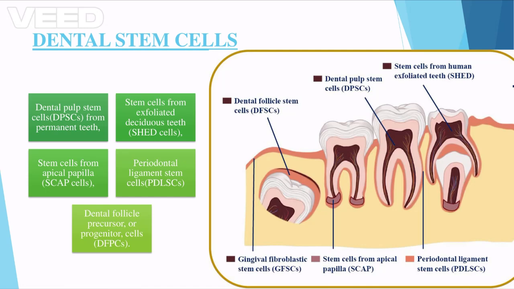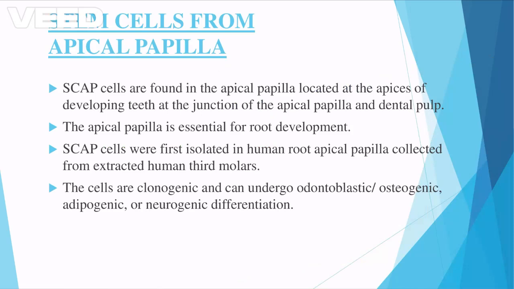Dental stem cells. Different dental stem cells are dental follicle stem cells, dental pulp stem cells, DPSCs, stem cells from human exfoliated teeth, periodontal ligament stem cells, stem cells from apical papilla, and gingival fibroblastic stem cells. Stem cells from apical papilla. These cells are found in the apical papilla, located at the apexes of developing teeth at the junction of the apical papilla and dental pulp. The apical papilla is essential for root development.